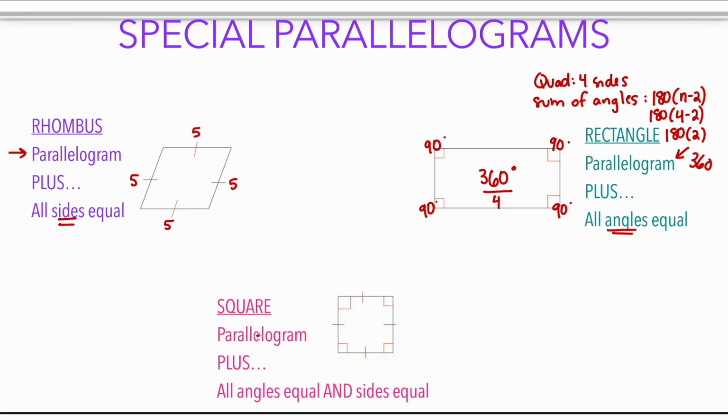And last, a square. A square has everything the parallelogram has: opposite sides equal, opposite angles equal, plus it basically has everything that a rhombus and a rectangle had. All angles are equal. You have 90 degrees in every angle. And all sides are equal. So if this side is 5, then this side is 5, then this side is 5, and this side is 5.